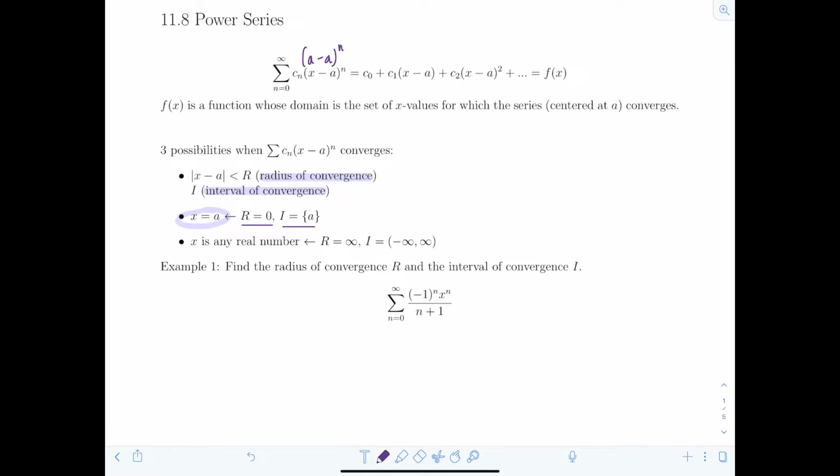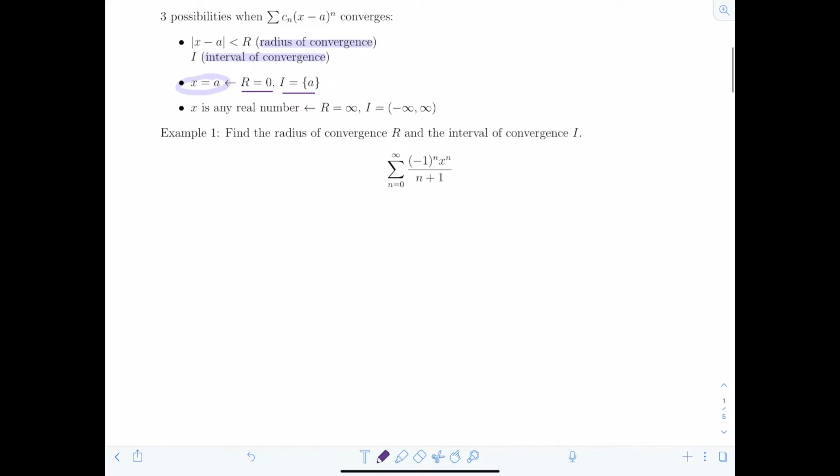And then the last situation is that x can be any real number and the power series will converge. So then your radius of convergence is infinite in size, and the interval of convergence would be all real numbers, so the interval from negative infinity to infinity. Okay? So when you're working through and trying to find the radius of convergence for infinite series, you're either going to use the ratio test or the root test. Okay? So let's look at an example and dive right in.